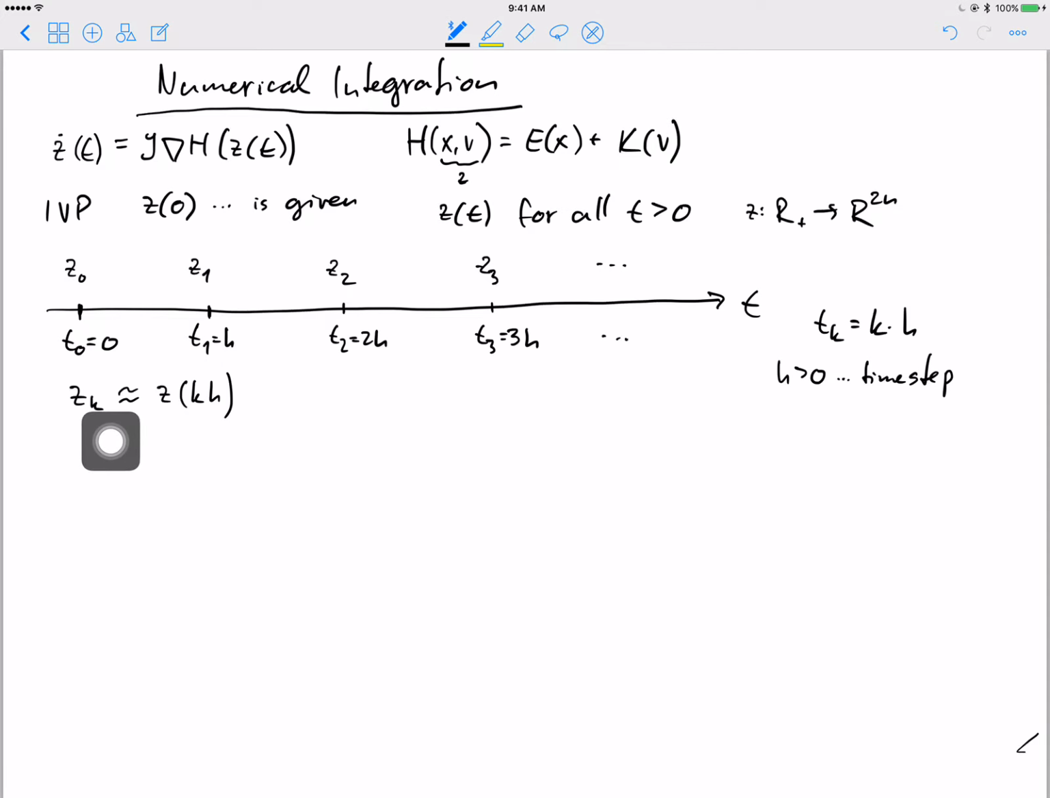But what I do know is that I would like my numerical integration approximates the zk to be as close as possible to this. These things mean as close as possible. I'd write they're equal, but requesting that to be equal is not realistic. So this means approximately close to.